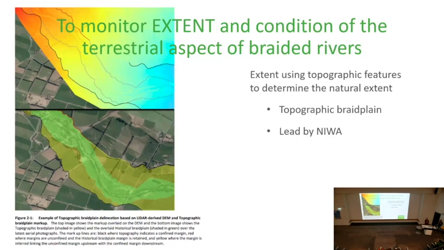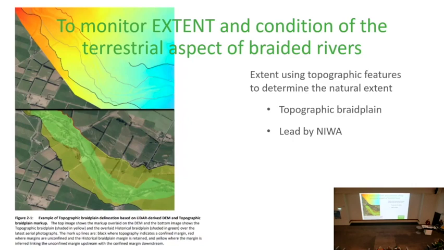To do the extent, we were working with NIWA, who had developed a method of trying to delineate the braidplain. I'm not sure whether Joe Hoyle's ever presented on that. They use LiDAR and digital elevation models to identify features in the landscape around the rivers, which act as a confining boundary. And they provided us with polygons for each of the braided rivers, which we are using as the extent. I won't go too much into that, but we've got a way of working out where the braided rivers, or the braidplain as we've called it, should be.